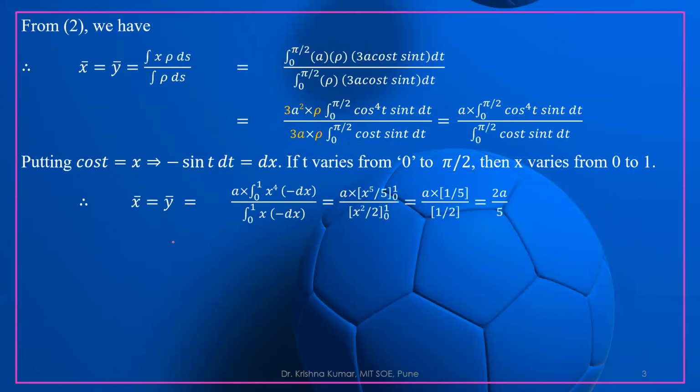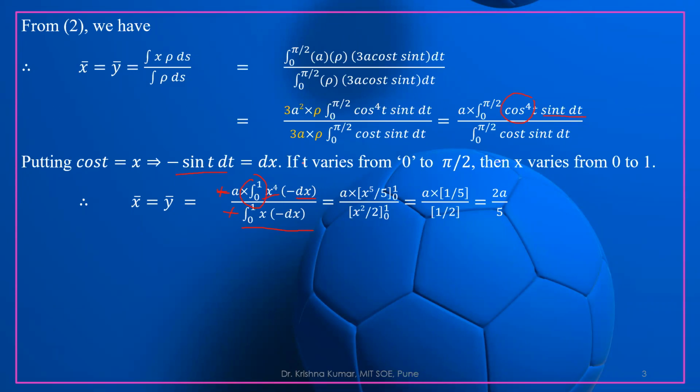So x bar, y bar is equal to integral 0 to 1. It should be minus. We can put a minus sign here because if we are changing the limit, it should be 1 to 0. So this is minus of 0 to 1, minus of 0 to 1. So this minus will cancel. So this is writing 0 to 1. What is cos t? Cos t is equal to x. So it is x to the power 4. Again, what is sin t dt? Minus sin t dt is minus dx. Same thing is in the denominator.